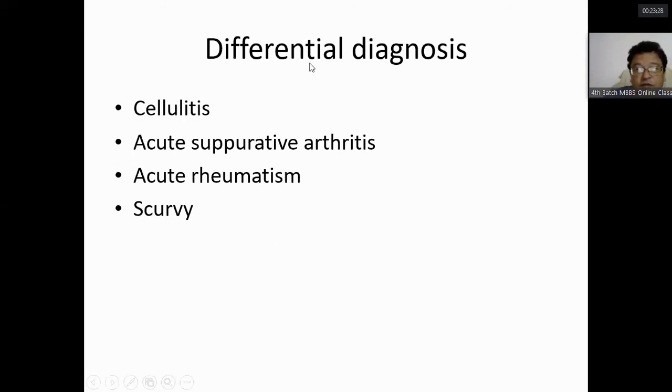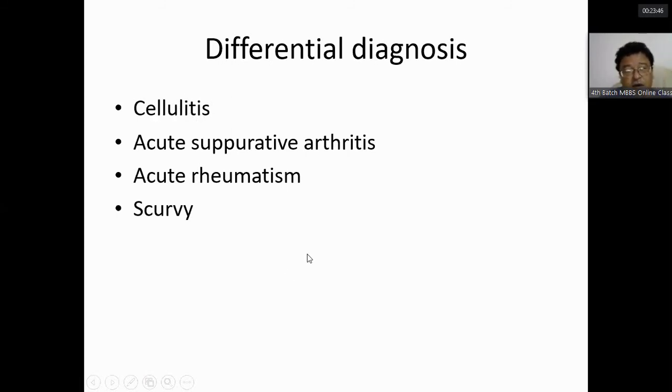So what is the differential diagnosis? Okay. So the patient comes, has fever. He has pain in the proximal tibia or distal femur. You examine this swelling. It is warm. So it could just be a cellulitis, an infection of the skin and subcutaneous tissue.